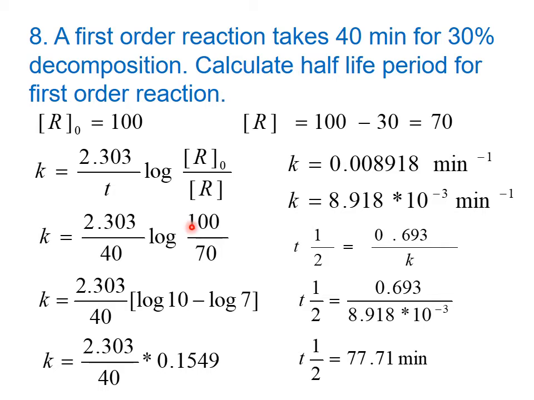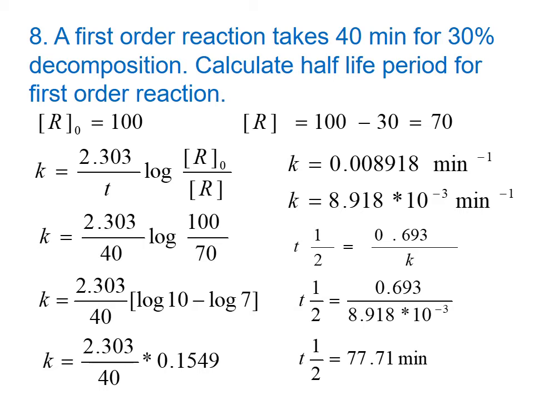The initial concentration of this reaction is 100. If percentage is given in a problem, then we can take R0 equal to 100. So R0 equal to 100, then R is equal to 70. 30% decomposed means 30% changed into product, so the remaining concentration of reactant is 70. So write 70, don't write 30 here. This substitution is very important. If you write 30 instead of 70, you will get a wrong value of K, and T half also becomes wrong.